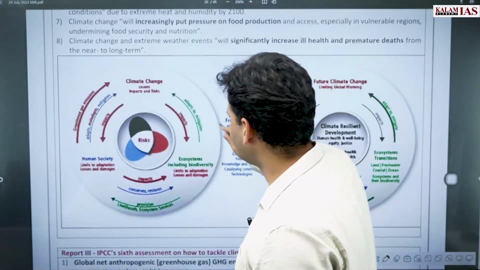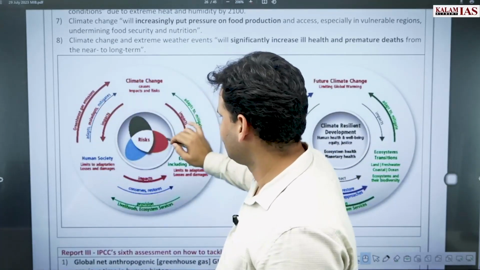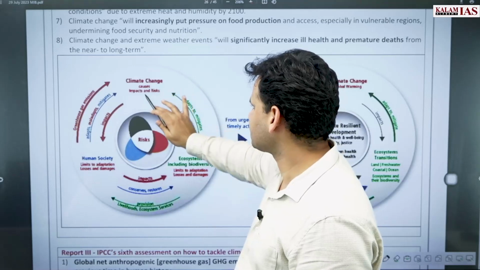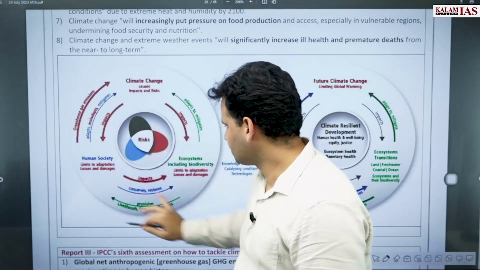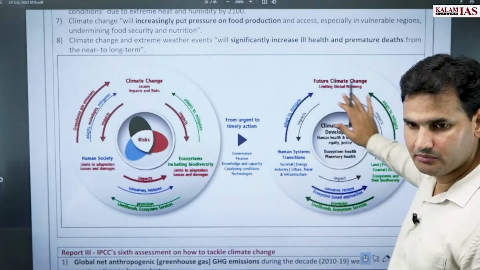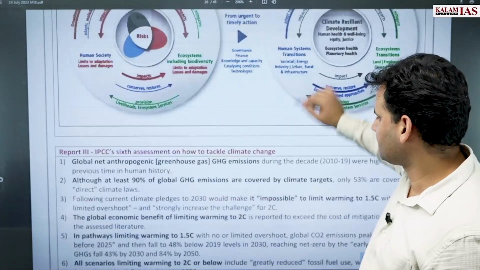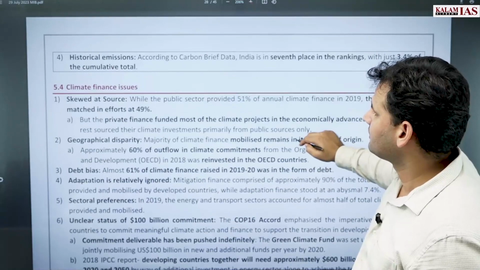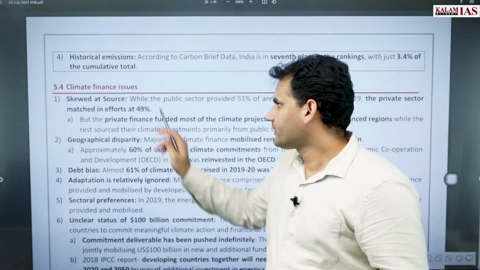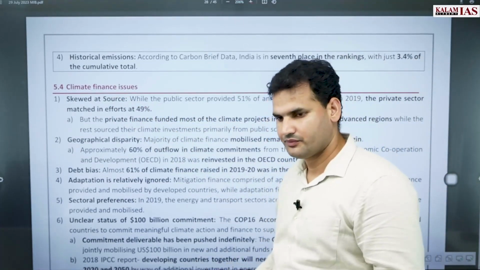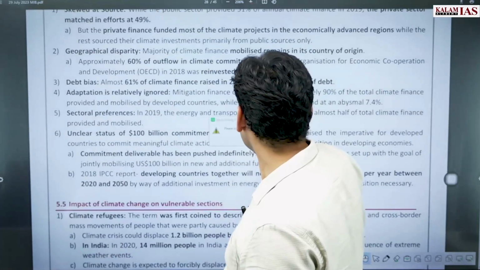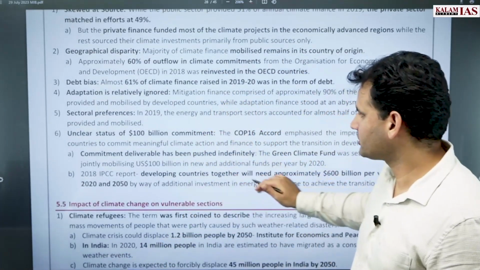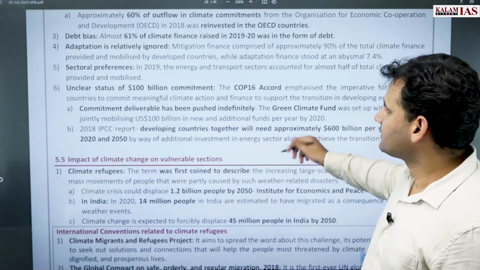And you can make use of these schematics, that what are the risks that are involved. Climate change causes, impacts, risks. This way you can make your answer better. Then climate finance issues. So there is always a tussle between developed and developing countries. So all of us should be clear with this.